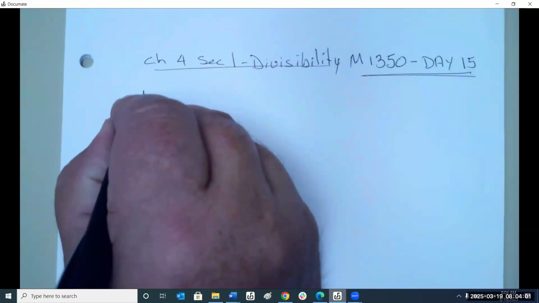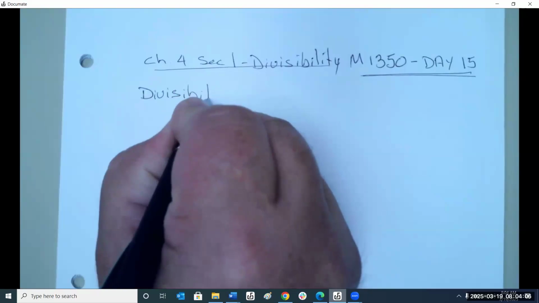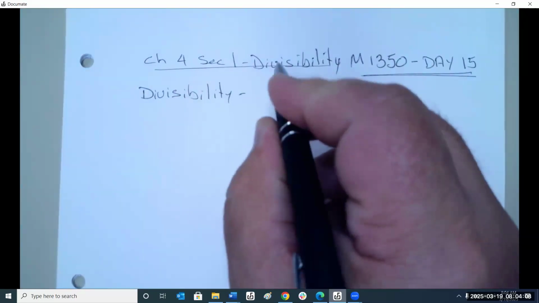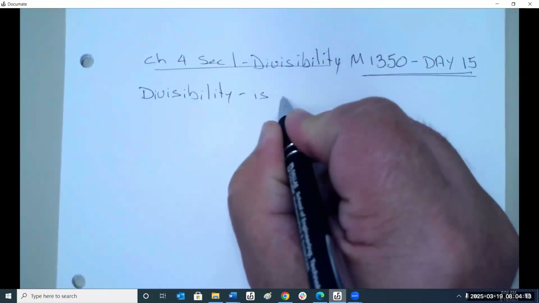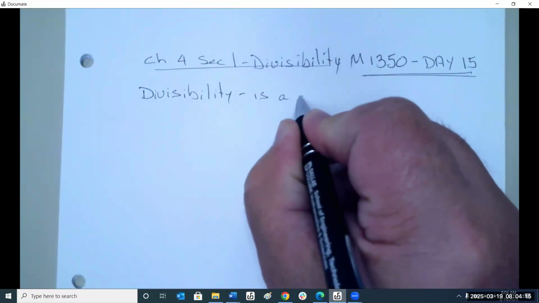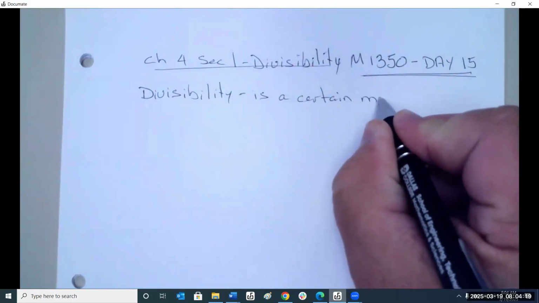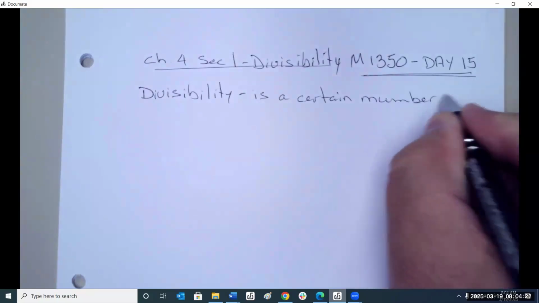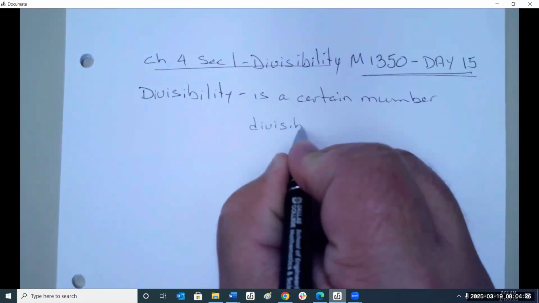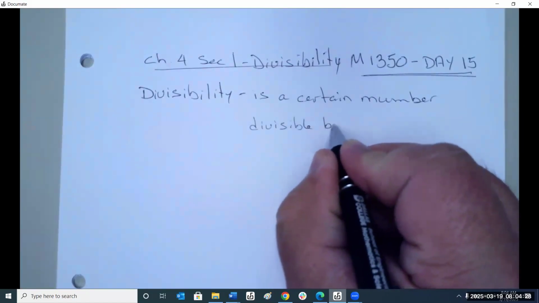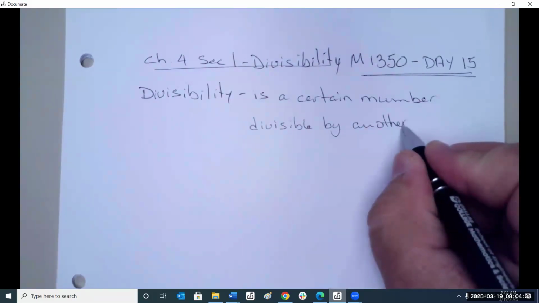With respect to divisibility, what we're looking at is this question. Is a certain number divisible by another number?